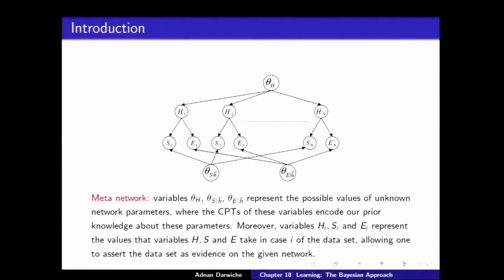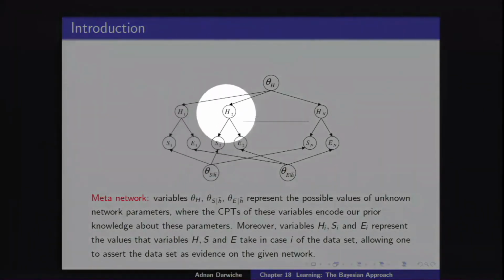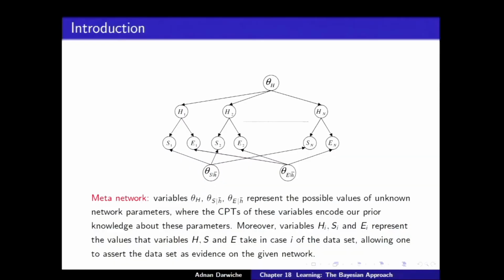Then we're going to take the data set itself and view it as evidence on the meta-network. So when you tell me, here's my data set, I have 5 examples, I'm going to have 5 of these slices. I'm going to assert the data set as evidence on these and then compute posterior distributions over these parameters. And that's going to be the basis of learning. That's roughly what it's going to be like. Okay, we're going to look at it in more detail. It's actually even more interesting and intriguing than this.